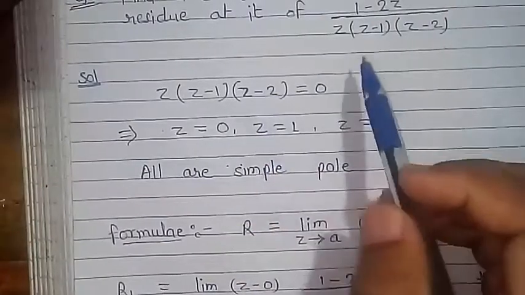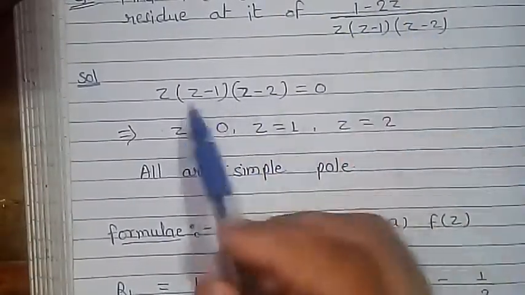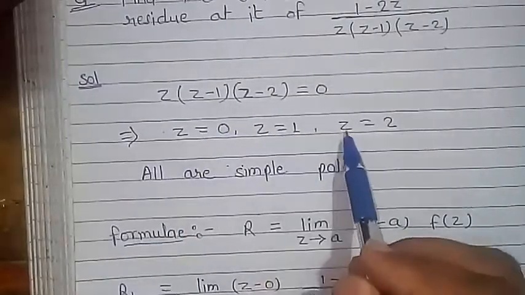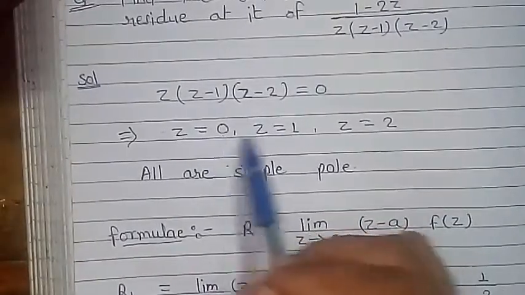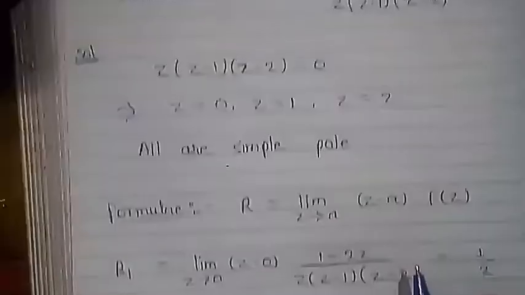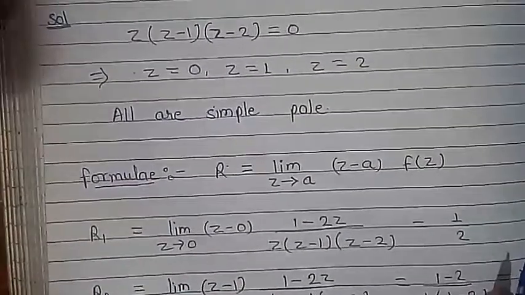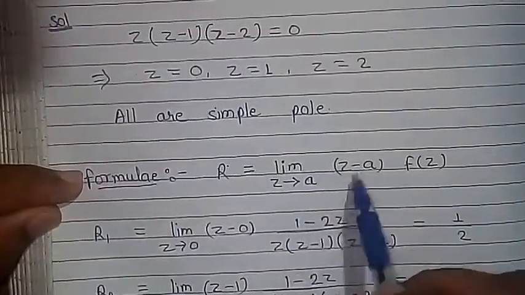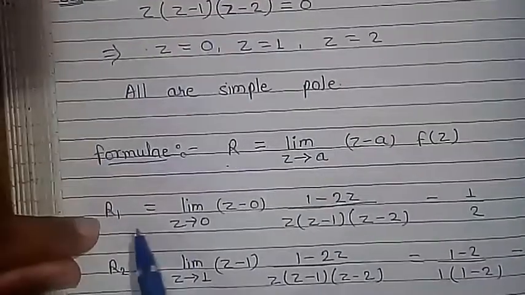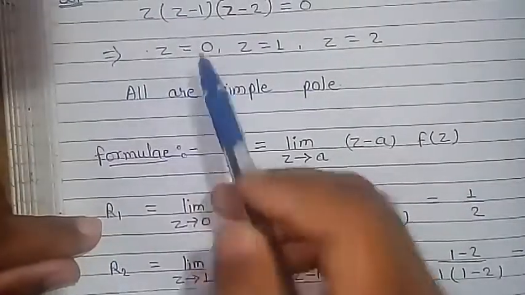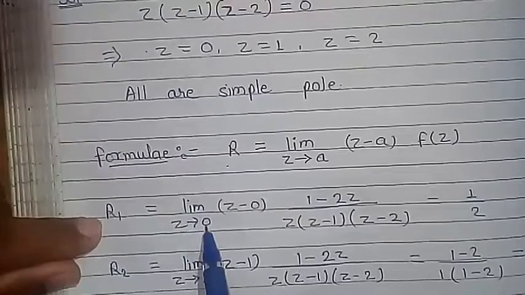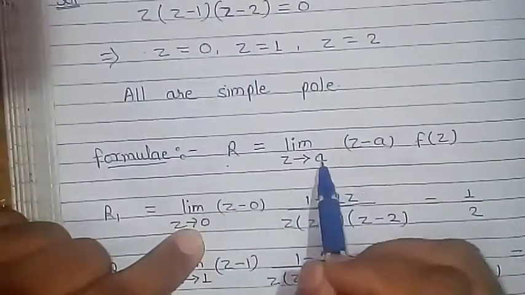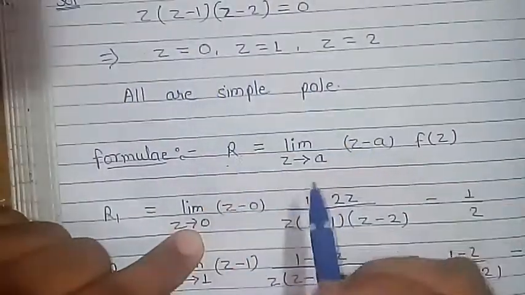Solution. Let's take the denominator of the function equal to 0, then we get z equal to 0, z equal to 1 and z equal to 2. These are 0, 1, 2, all of simple order, so all are simple poles. Then we will use the first formula, that is r is equal to limit z tends to a of (z minus a) into f(z). So the first residue corresponds to z equal to 0, that is limit z tends to 0, because the value of a is 0, the value of z.